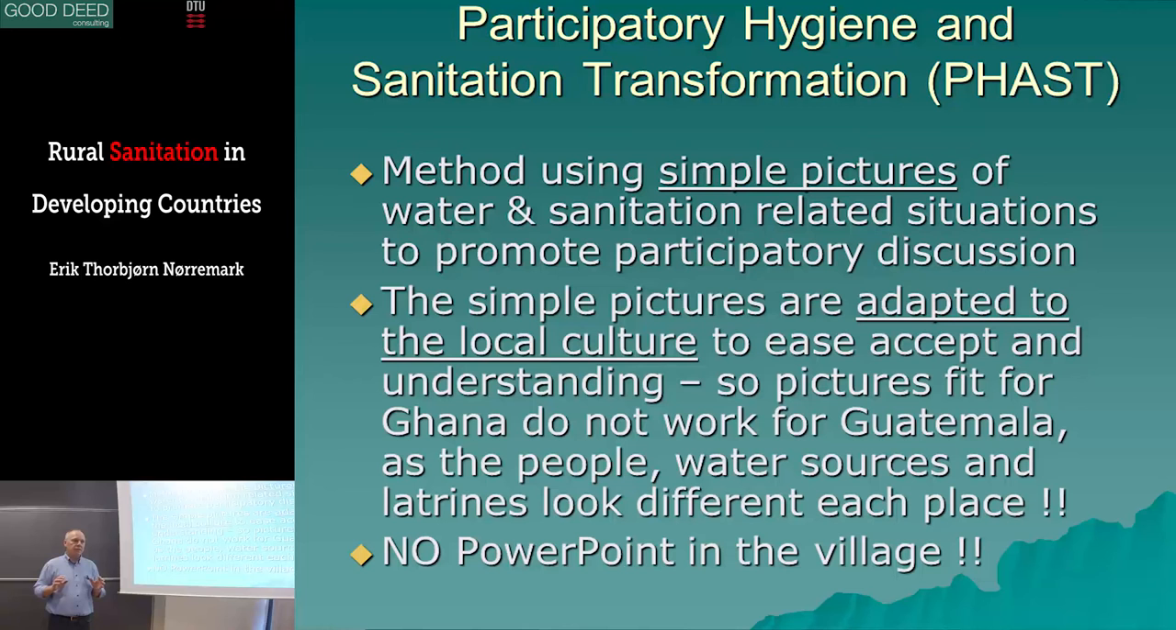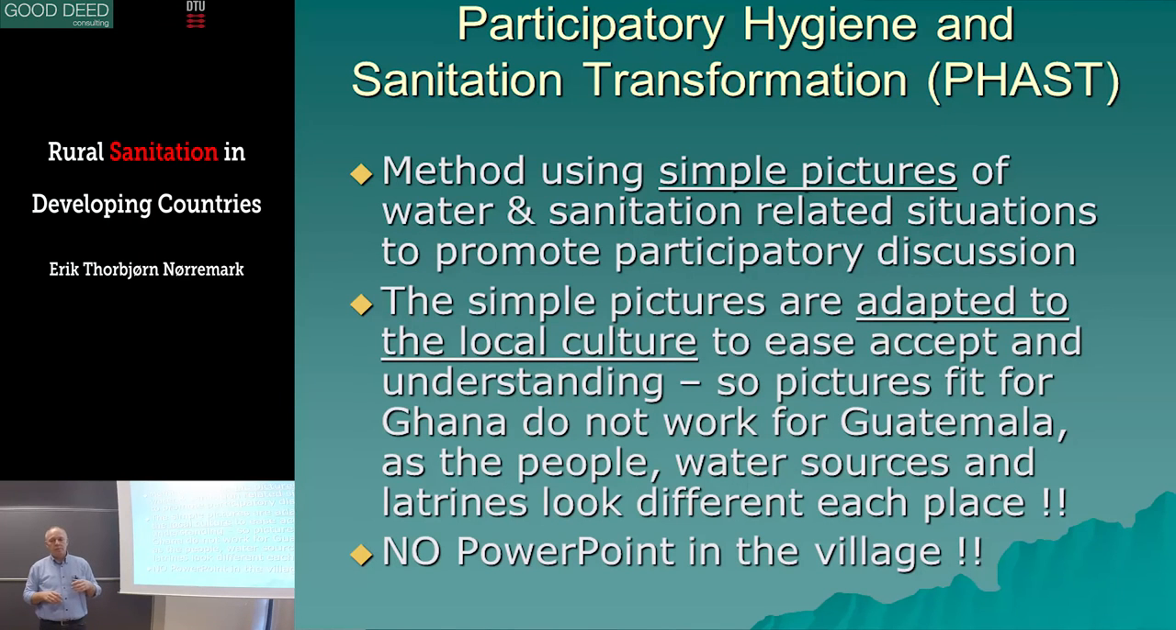The FAST is a method using simple pictures of water and sanitation related situations to promote discussion among the group that you are targeting. It's very important that the simple pictures are adapted to the local culture, so it's easier to understand and accept for the people. So they don't sit and discuss why the background or the house looks different from in our village. Which village is that from? Then the discussion about sanitation goes to another discussion. So a picture that is fit for a village in Ghana might not be fit for working in Guatemala because houses and people look different.